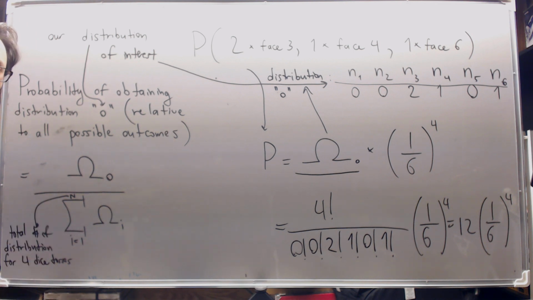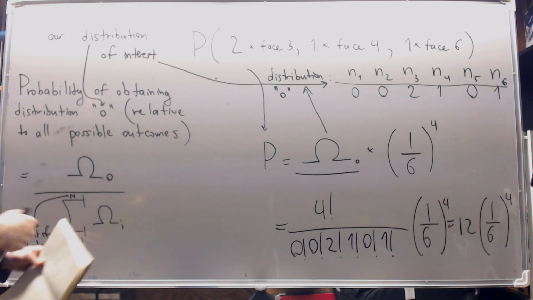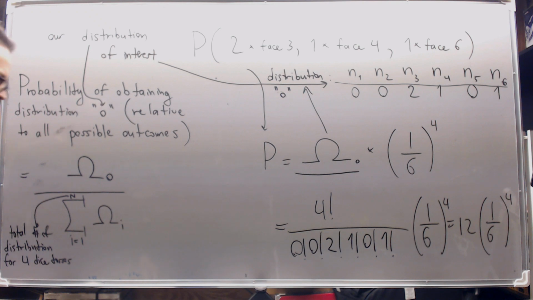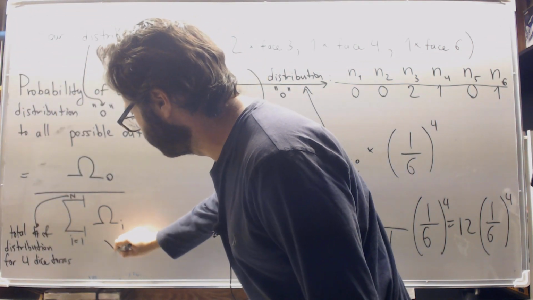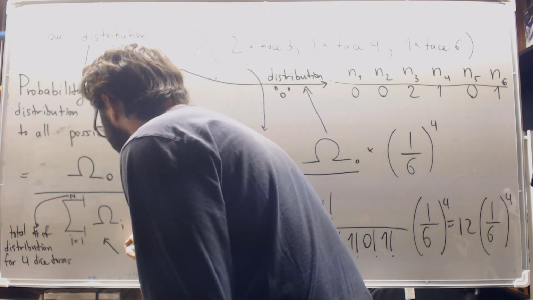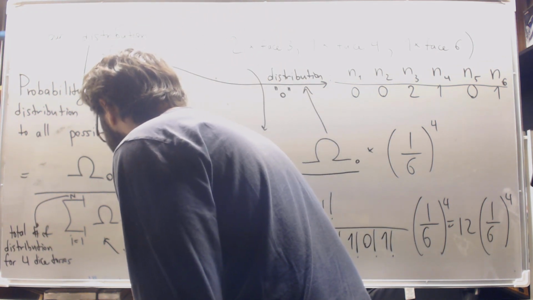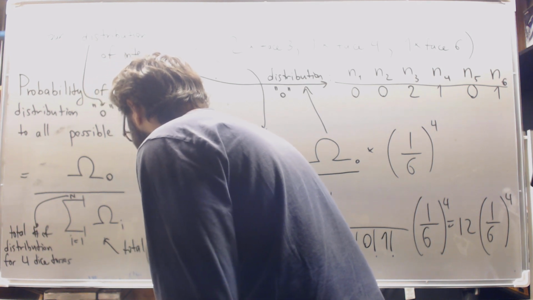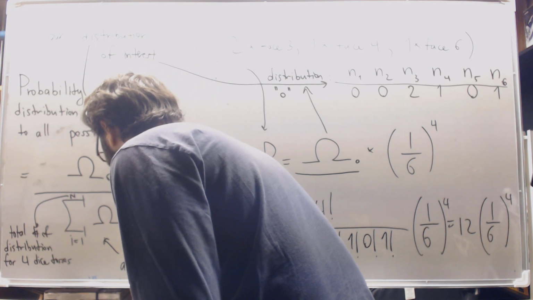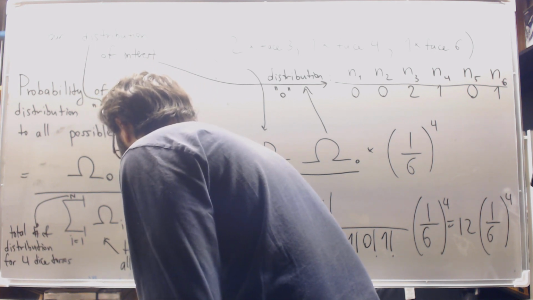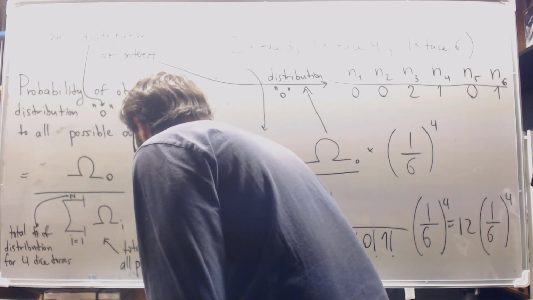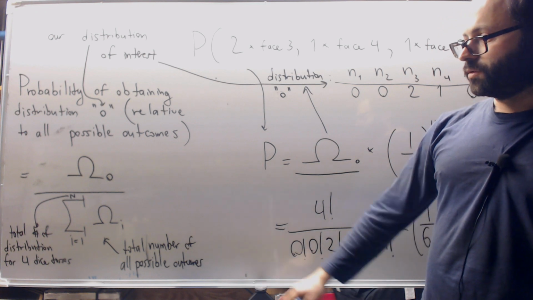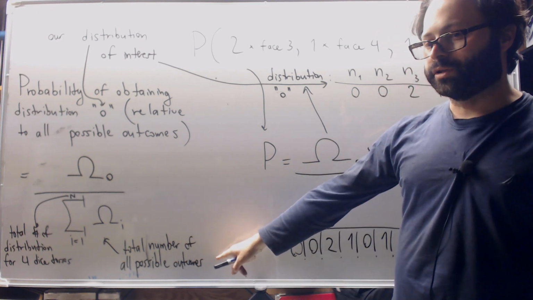Clearly, the fewer dice throws there are, the fewer distributions there will be consistent with that number of dice throws. Whereas the more dice throws you have, the more distributions will be consistent with that number of outcomes. Or the more ways there are of distributing more outcomes. Now, incidentally, this number in the denominator is again the total number of all possible outcomes. So the denominator is the total number of all possible outcomes for all the distributions.